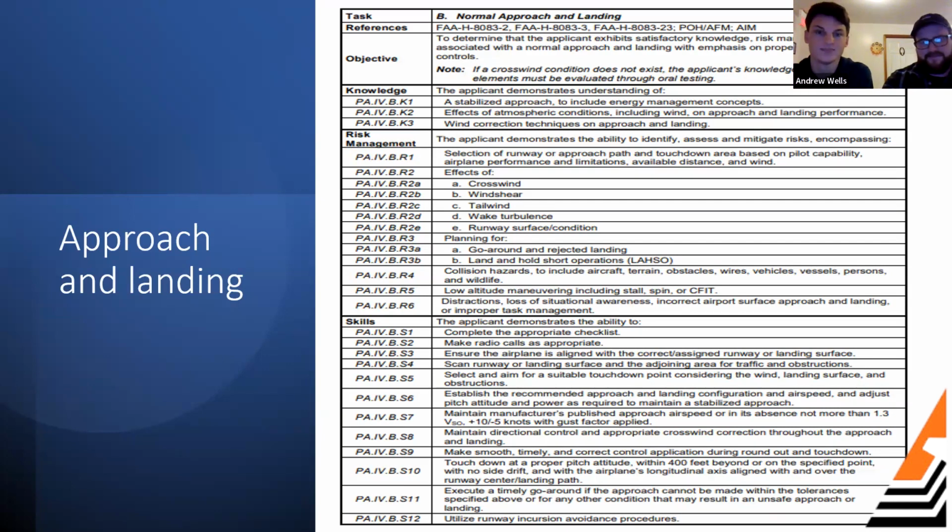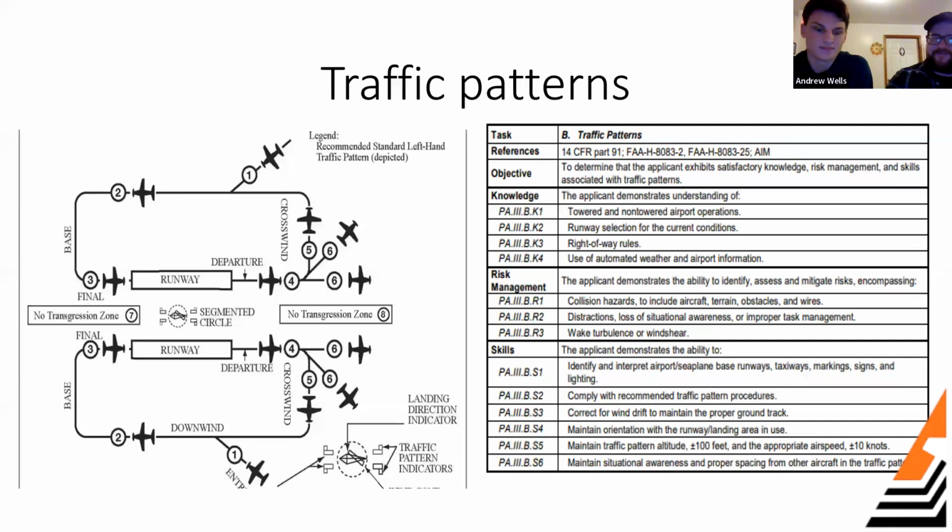Cool. All right. So just as important as the landing, traffic patterns. All right. So ACS is looking at the right-of-way rules. You know how to use automated weather, airport information. And you know how to exit and enter the traffic pattern, correcting for any sorts of wind drift. They want you to maintain your altitude plus or minus 100 feet and appropriate airspeeds plus or minus 10 knots. And don't forget to come in on that 45-degree angle.